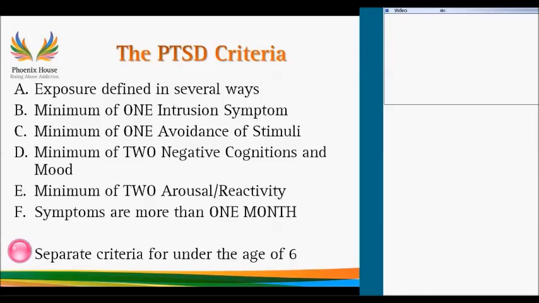The next criteria is that the person has to have a minimum of one intrusive symptom. So an intrusive symptom would be something like a flashback. Minimum of an avoidance of stimuli symptom. This would be avoiding people, places, and things associated with the trauma. Then the next criteria set is to have a minimum of 2 negative cognitions and mood.